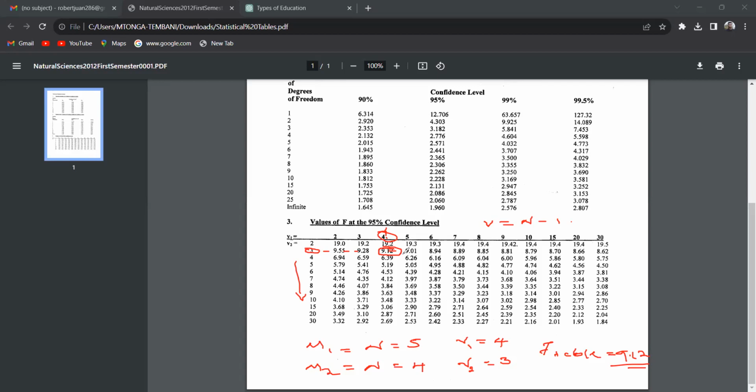So if we proceed and look at the last one, which is the Q tests. We've looked at F tests, we've looked at confidence level. So we can now look at the Q tests.